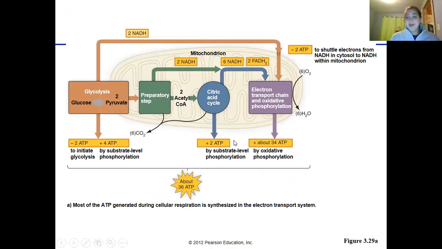Okay, I'm going to stop here because we are going to cover some of this in class a little bit more and break it down into smaller bite-sized pieces. So we'll talk about the citric acid cycle, the glycolysis that's happening, as well as the electron transport chain, and then hit on that preparatory step a little bit as well.